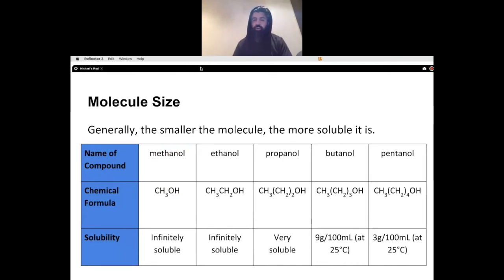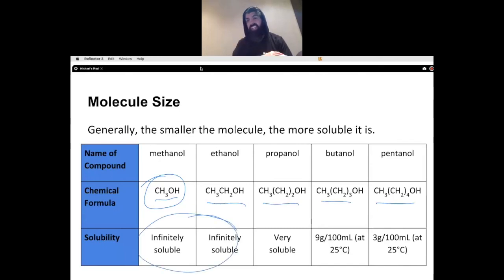Take for example here. Notice here we have methanol, the smallest alcohol we can have. Now add another carbon and extend the chain of carbons. It's getting longer, and longer, and longer. But notice now how that dissolving changes. So we're talking about infinitely soluble, meaning there's so much that can be soluble in water.